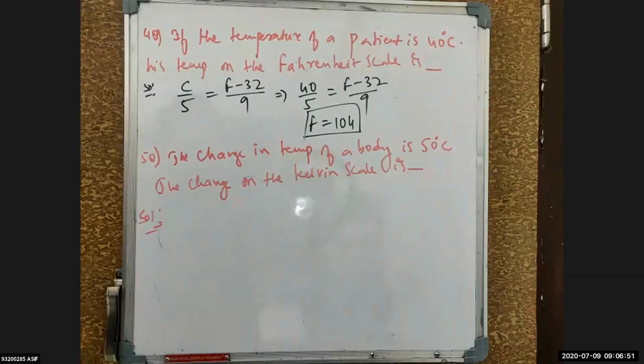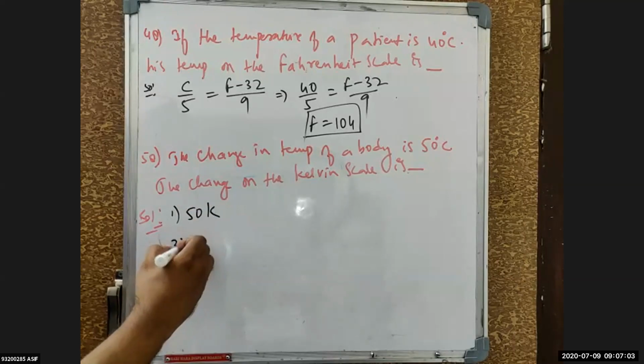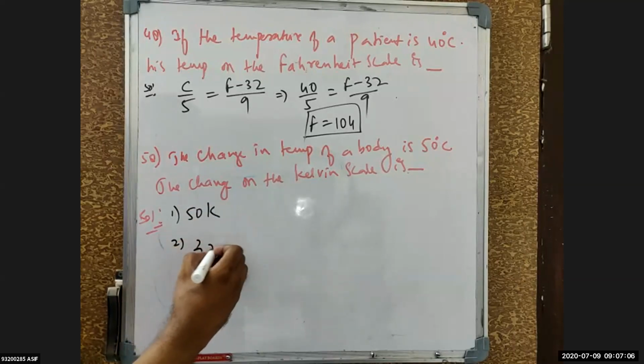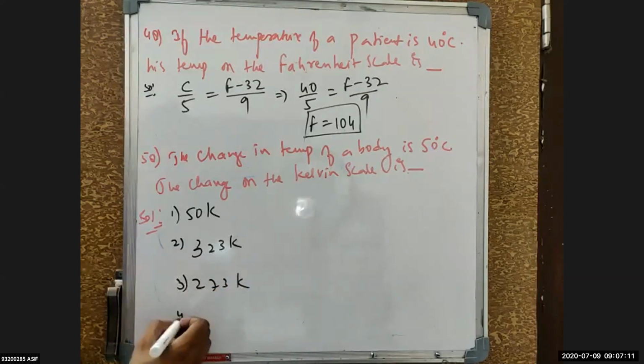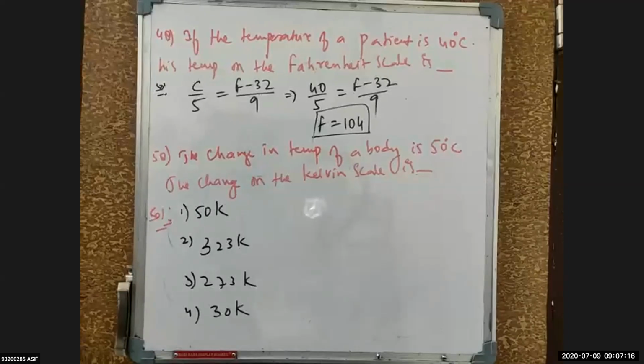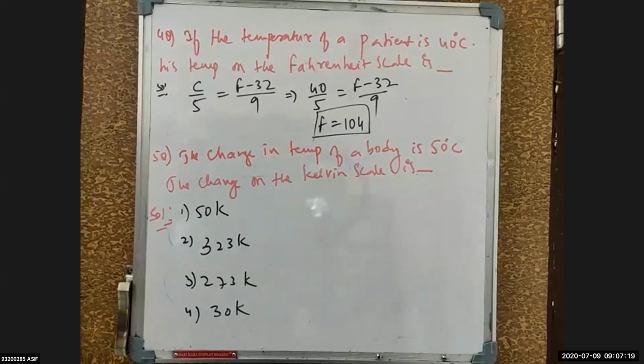Chalo, next one. The change in temperature of the body is 50 degrees centigrade. The change on the Kelvin scale is? I'll give the options for this one. 50K. The second option is 323K. The third is 273K, and this one is 30K. Sir, 323K. Sir, 50K. Sir, what is the formula?